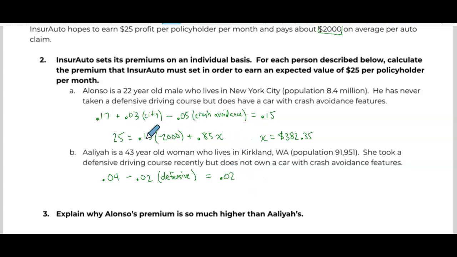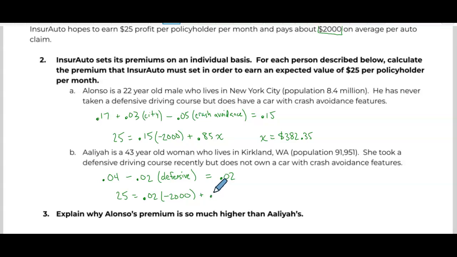We do the same calculation. We set her at $25 profit is what our goal is. We're going to put her at 0.02 chance of having to pay out a claim of $2,000. And this is what the insurance companies do, just on a more complicated basis. There's a lot more to their equations, but they figure out what profit they want. They figure out how much each driver is going to contribute or deduct from their income. And then they set up their premiums that way.